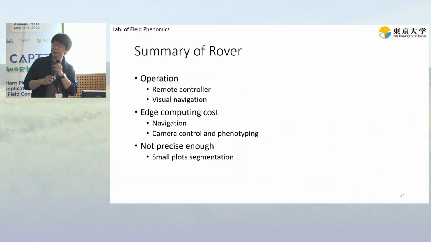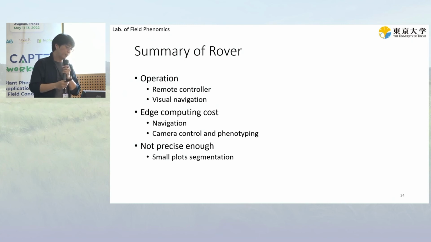Just because we have this kind of thing. So the summary of this one, you see, I just named it Rover, not an easy rover. Why? Because I know I cannot make an easy thing to do. But the feature of this one is that it has 2 modes to operate the robot, and it also has 2 edge computing parts to do both navigation and camera control and phenotyping.